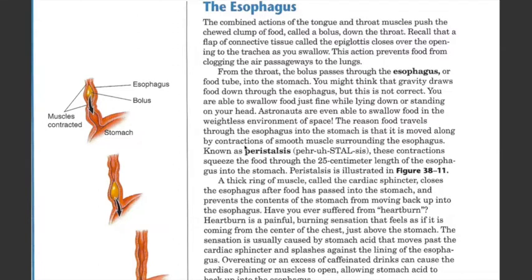The reason food travels through the esophagus into the stomach is that it is moved along by contractions of smooth muscle surrounding the esophagus. Known as peristalsis, these contractions squeeze food through 25-centimeter length of esophagus into the stomach. That was about 9.8 inches, I believe.